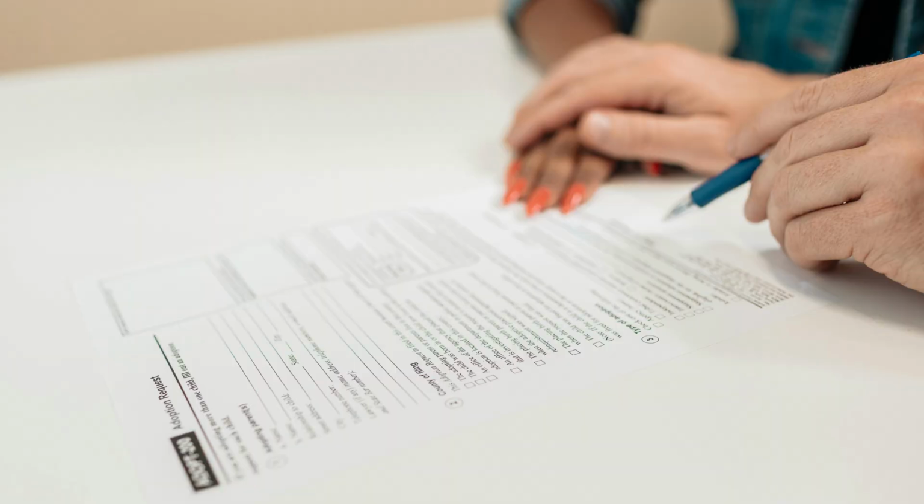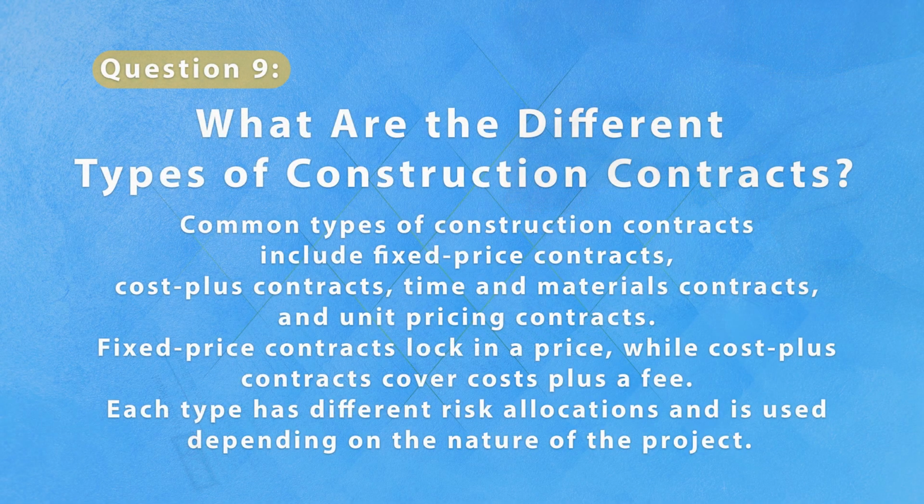Let's shift gears and talk about contracts. Question 9. What are the different types of construction contracts? Common types of construction contracts include fixed-price contracts, cost-plus contracts, time and materials contracts, and unit pricing contracts. Fixed-price contracts lock in a price, while cost-plus contracts cover costs plus a fee. Each type has different risk allocations and is used depending on the nature of the project.